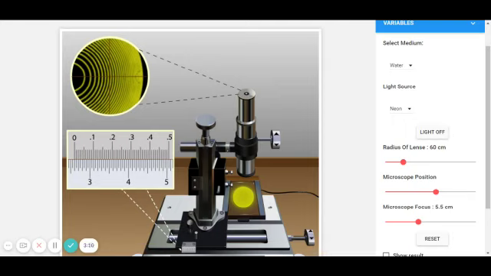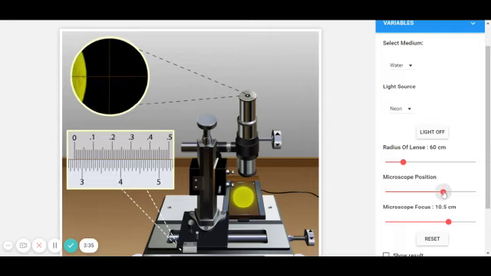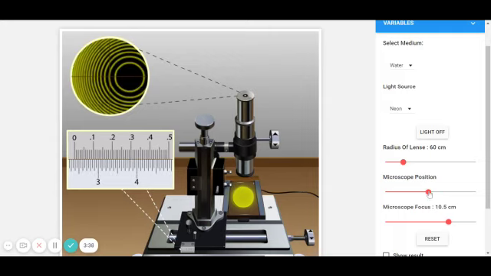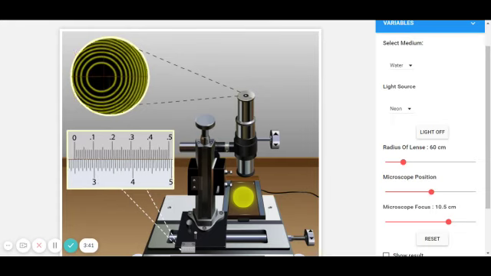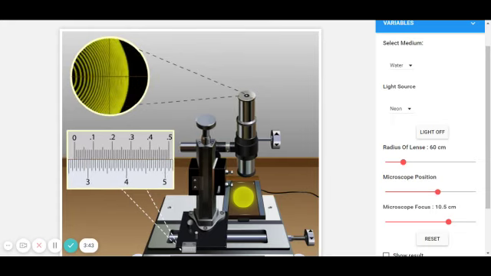View the rings clearly. Fix the crosswire on the 20th ring. Start from the right or left of the center dark ring and take the reading. Now the 28th dark ring coincides with the center of the crosswire. That is on the right side.